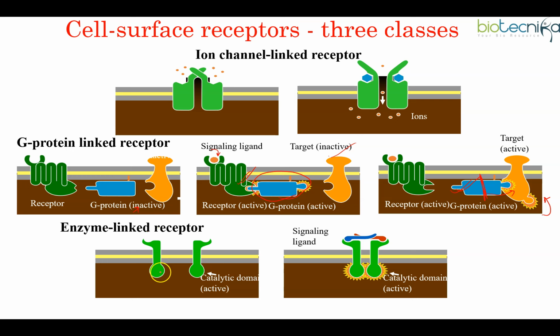So here, as I said, the RTKs would have some enzymatic domains in their receptor, and they would also have some catalytic domains which are active only when the ligand comes and binds with them. Then these catalytic units will undergo dimerization. As you can see, these two subunits have joined together and they will be active at this particular point.